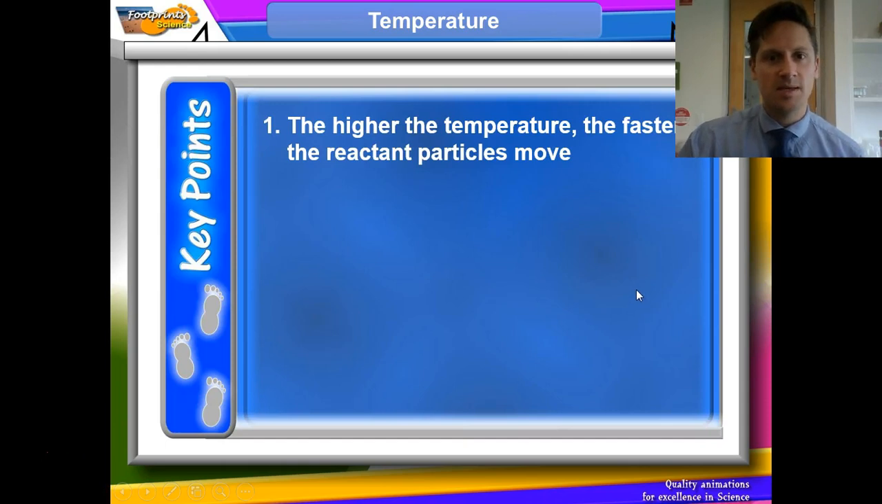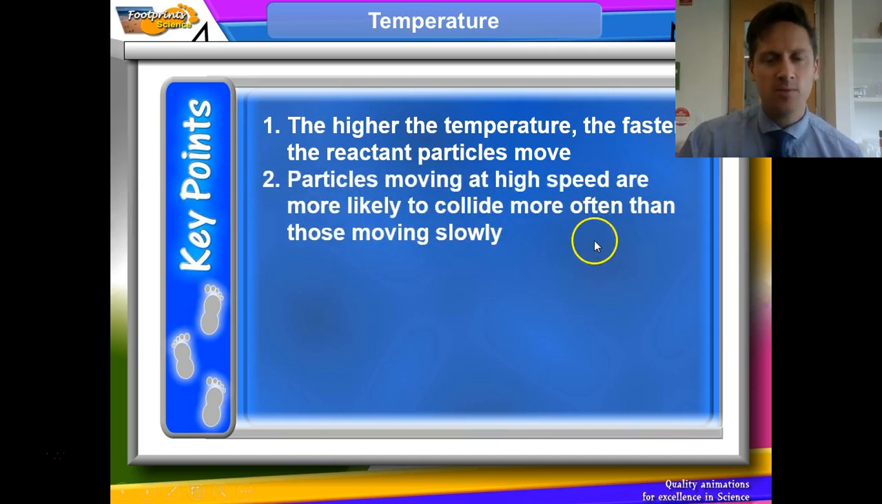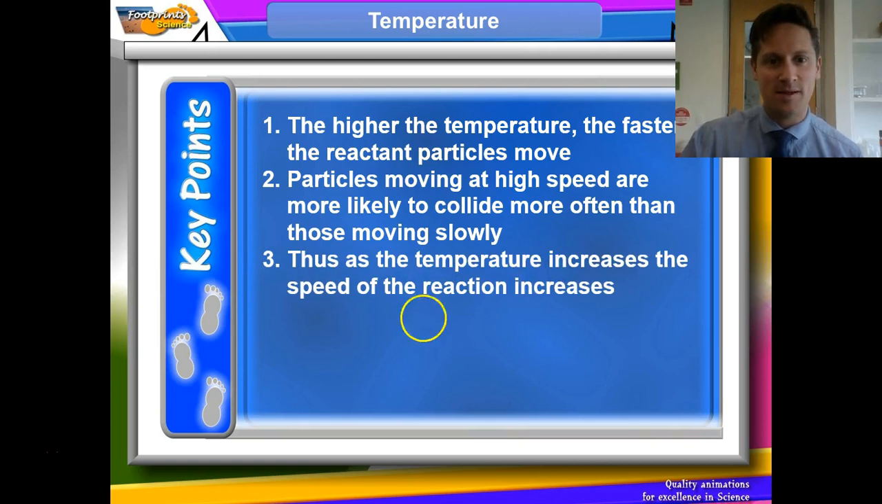So the reasoning behind this is the higher the temperature, the faster the reactant particles move. We talked about that already. Particles moving at a high speed are more likely to collide more often than those moving slowly. Okay? Think about it. If you're in a crowded room and people are running around, they're more likely to bump into each other. Particles are the exact same thing. Thus, as the temperature increases, the speed of the reaction increases because you have more frequent particle collisions.